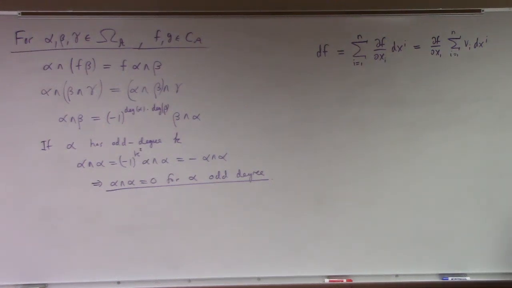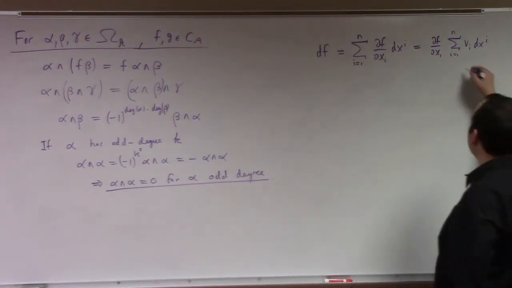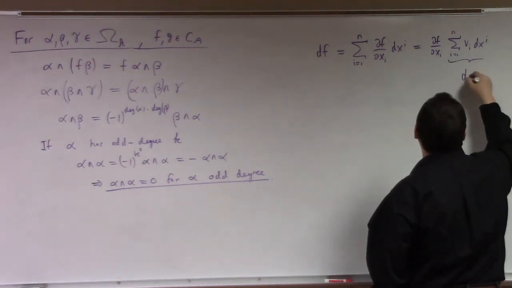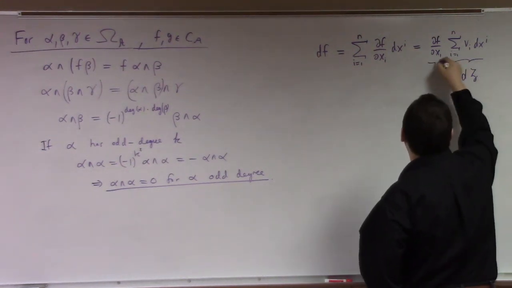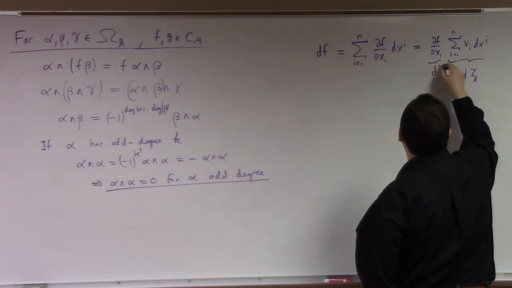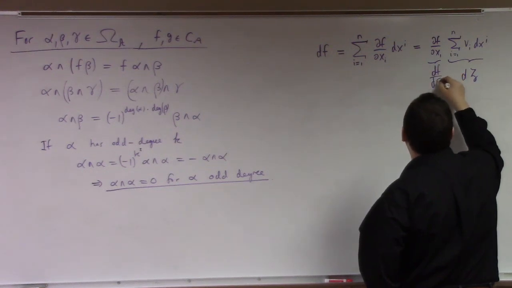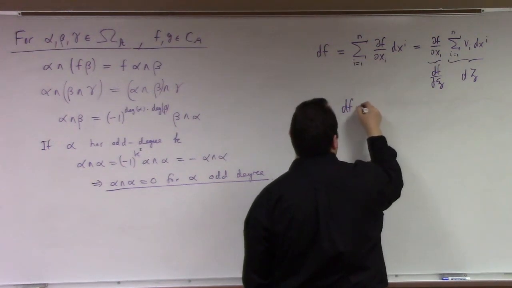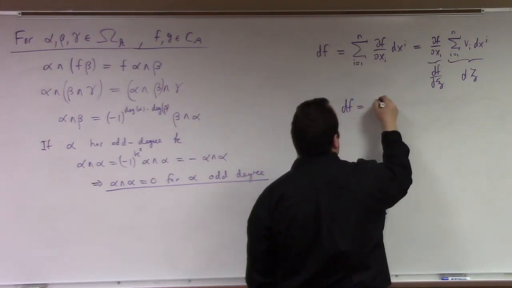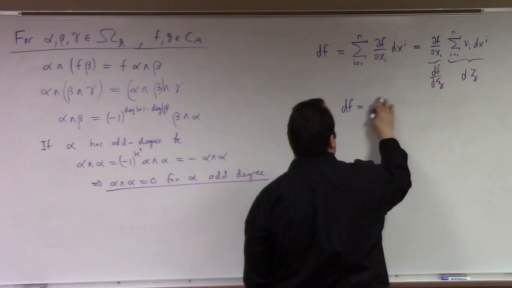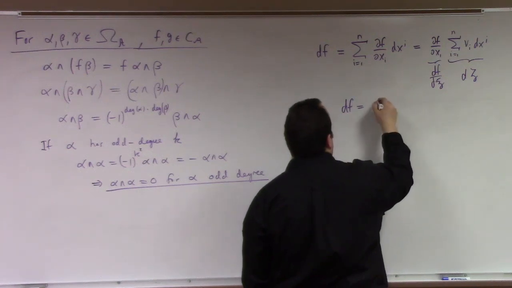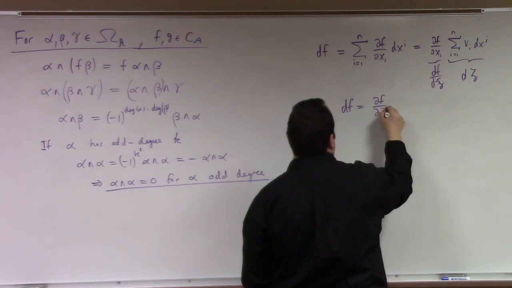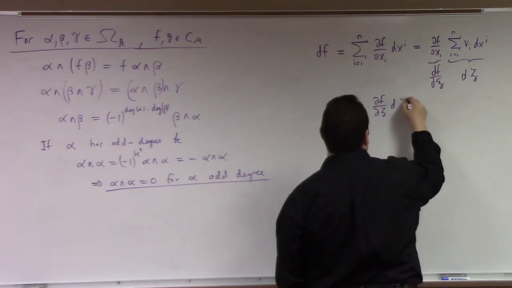Now, our typical notation would be that this is d zeta, and this is df d zeta. Right? So df is, I usually do partial f, partial zeta, d zeta.